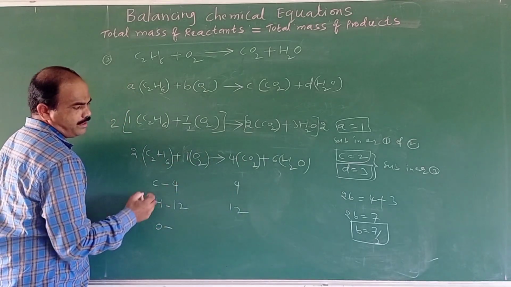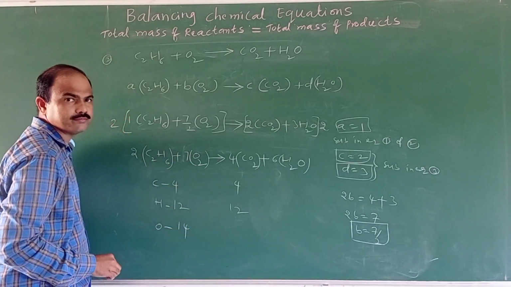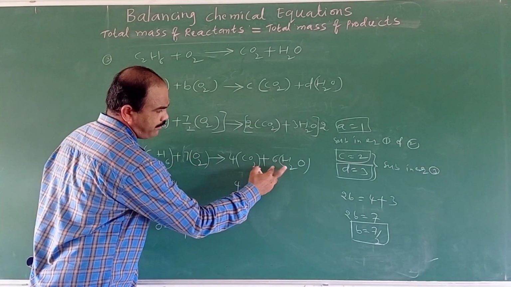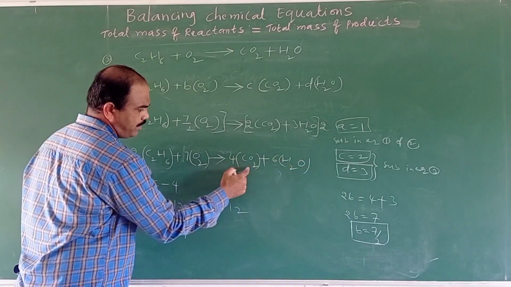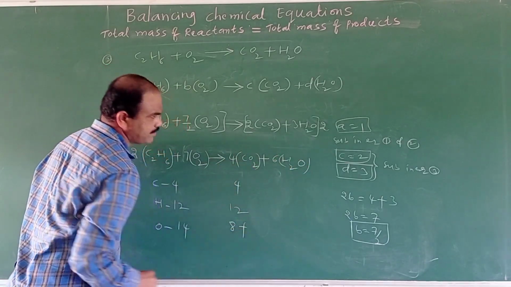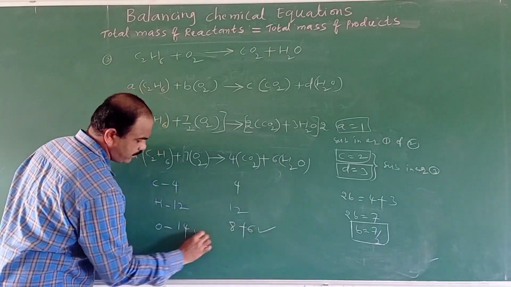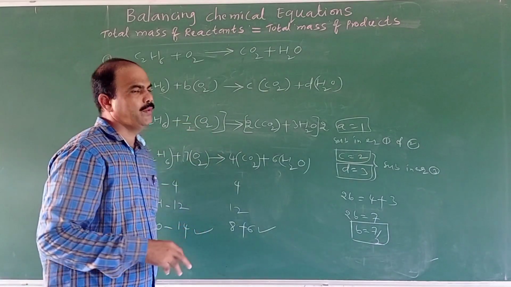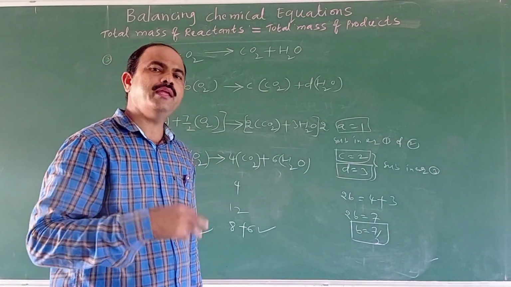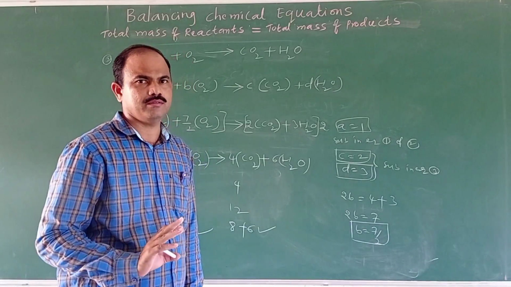Coming to oxygen, how many oxygen atoms are participated here? 14. And how many oxygens come out here? This 2 into 4 is 8, plus here 6, so 8 plus 6 is 14. So in this way you can balance any chemical equation. Thank you.